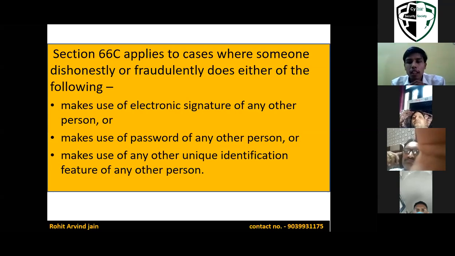Like, we all know that for revenge or other purposes, various people make fake profiles on Facebook and Instagram. Then this section applies to that particular person.